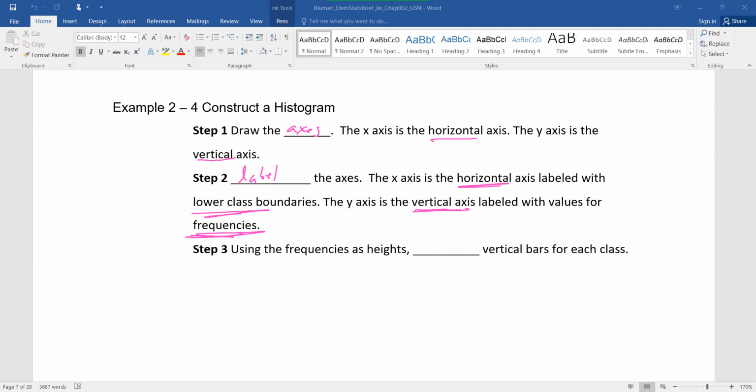All right, so for the main purpose, let's keep it like this because it just looks cleaner. But there are certain situations they can flip. Then step 3, using the frequencies as heights, we're going to draw the vertical bars for each class. Questions on how to build it? I know it's already built for you, but we're going to pretend it doesn't exist, and we're going to build it anyways, right on top of it.